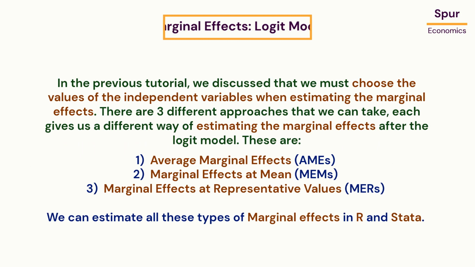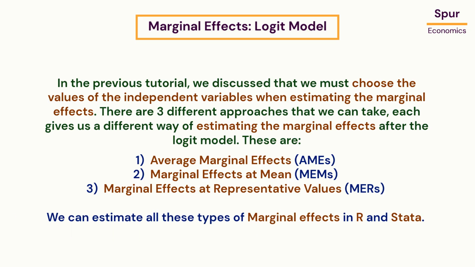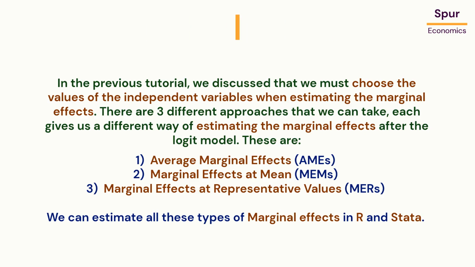In the previous tutorial, we discussed that we must choose the values of the independent variables when estimating the marginal effects. There are 3 different approaches that we can take, each gives us a different way of estimating the marginal effects after the Logit model. These are average marginal effects or AMEs, marginal effects at mean or MEMs, and marginal effects at representative values or MERs. We can estimate all these types of marginal effects in R and Stata.